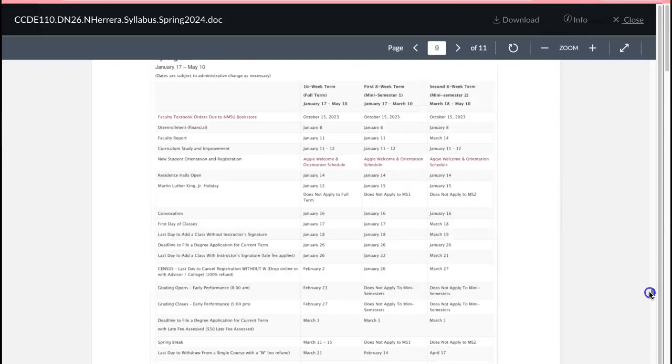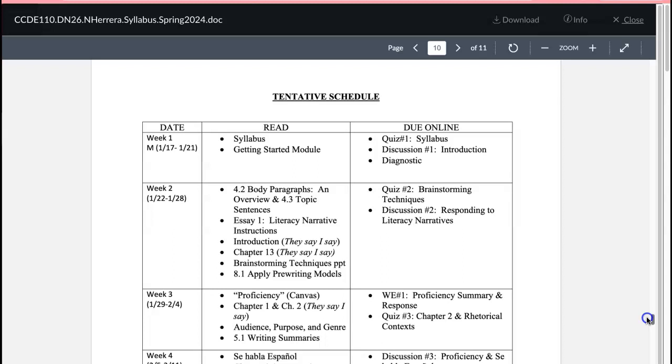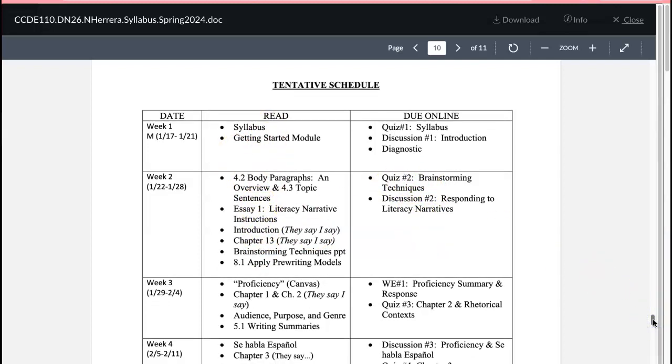Scrolling down, we have the important dates, and then we have the tentative schedule. When it comes to the tentative schedule, you will see that it's broken up into things that you read and the assignments that are due for that week. So right here are the things that you should read for this week, and then here we have the assignments. So again, if you want to figure out what's going on weekly, look at the modules, look at the syllabus, look at the announcements.